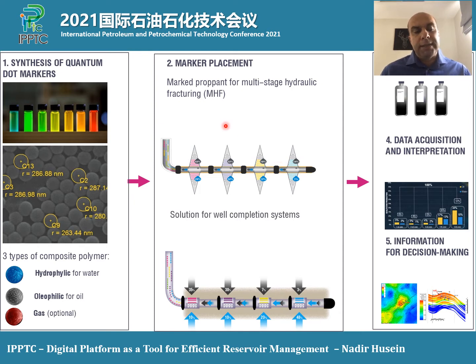I'll draw your attention now to the middle part. So basically, these are the various deployment methods that we have for deploying the traces. The most common one is a coated propellant, where each unique signature is placed in every single fracturing stage at the tail of the stage. So once the well is put on production, the fluid passes over the coated propellant, releases the traces in a controlled manner, and then the traces travel to surface where they are captured and analyzed in the lab.